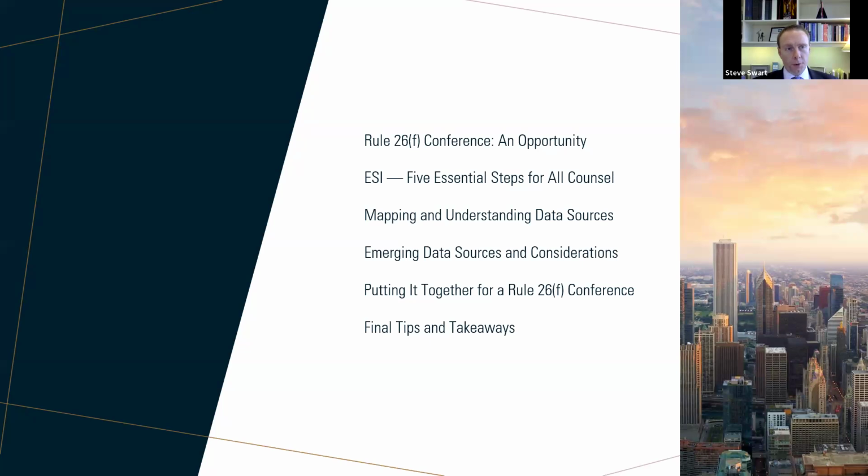So here's an overview of where we're going to be. We're going to look first at what the Rule 26F conference is. We're going to go to the 5 essential steps for all counsel to take with regard to electronically stored information. We're going to move into mapping and understanding data sources and discuss some of the emerging data sources and considerations regarding finding them, collecting them, producing them, and putting it all together for a Rule 26F conference.